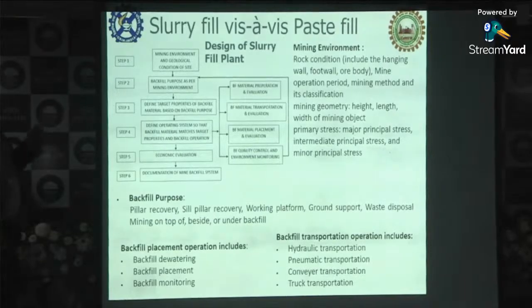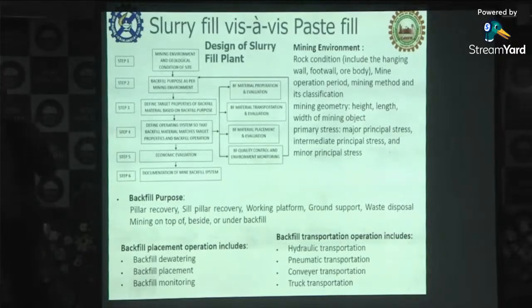Then what is the purpose of the backfilling? Depending upon the mining method, what kind of backfill we are going to put, whether we need cement in it, whether it is used for waste disposal, depending upon that we'll decide. Okay. Now when that is decided, then the material characterization is done in the lab.